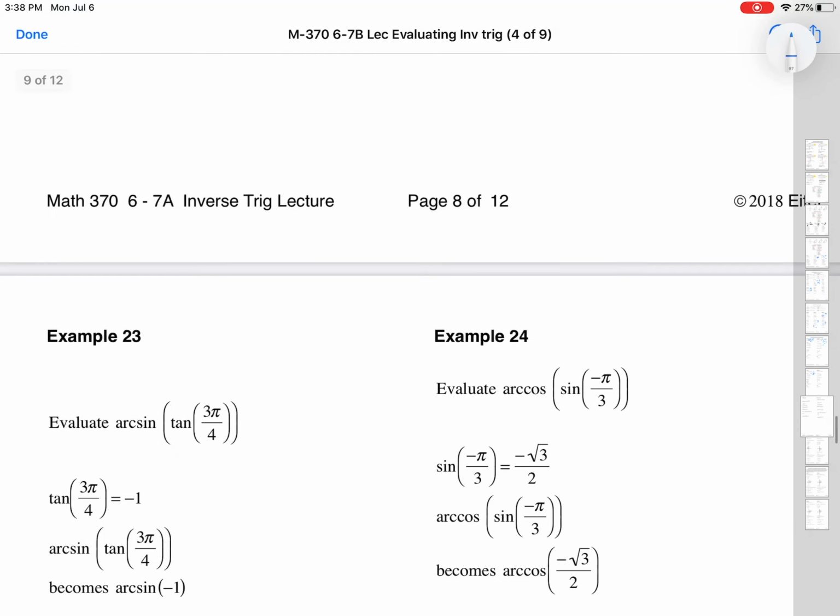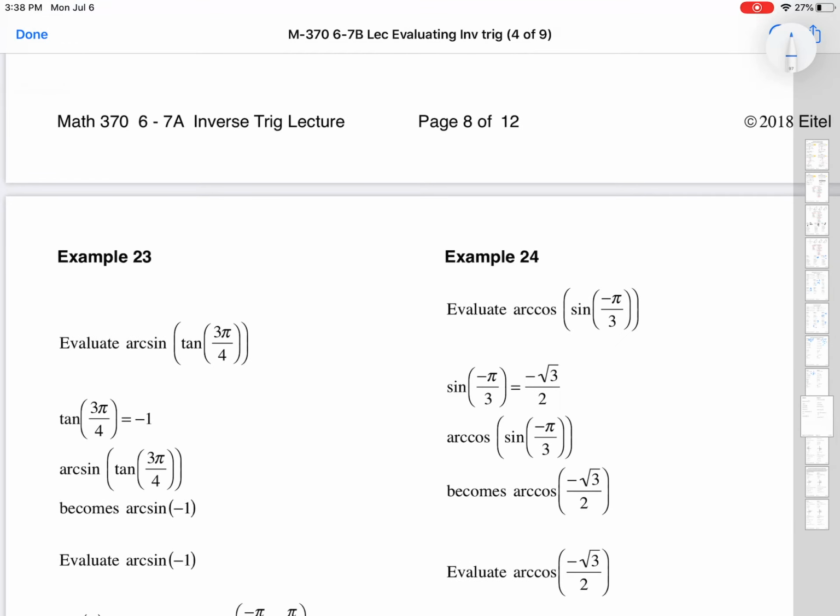Let's see what else we have. Awesome. Now here is where you can't just do the crossouts, because the problem with this is the sine and tangent are different. And so let's take a look at what tangent of 3 pi over 4 is. It's negative 1. And so what's the arcsine of negative 1? We'd have to go through it this way. There's no slick way to do this one. And maybe that's why he's doing them all that way.